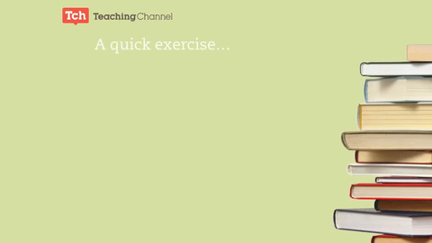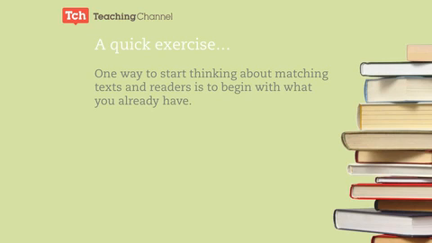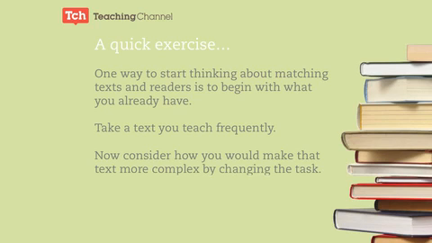So the first prompt reads, one way to start thinking about matching text and readers is to begin with what you already have. So take a text that you teach frequently. Now consider how you would make that text more complex by changing the task. So this is one way that we dial up text complexity. We change the task, not the text.